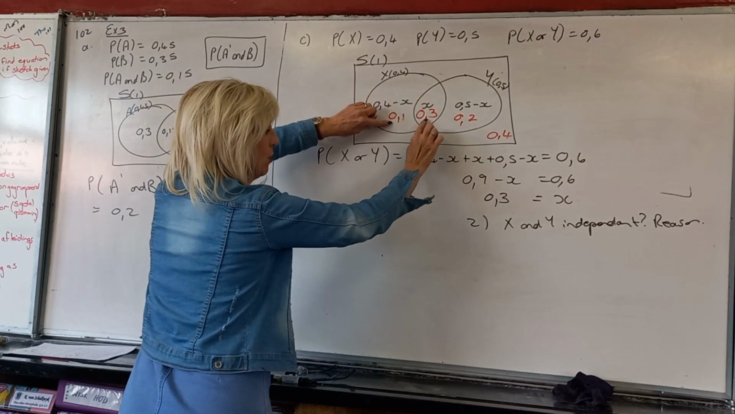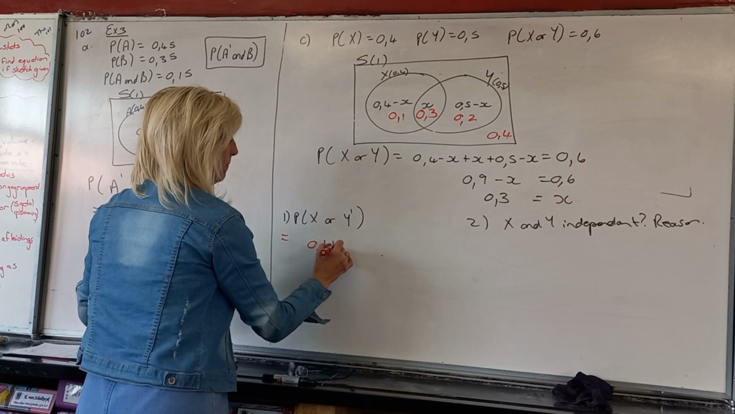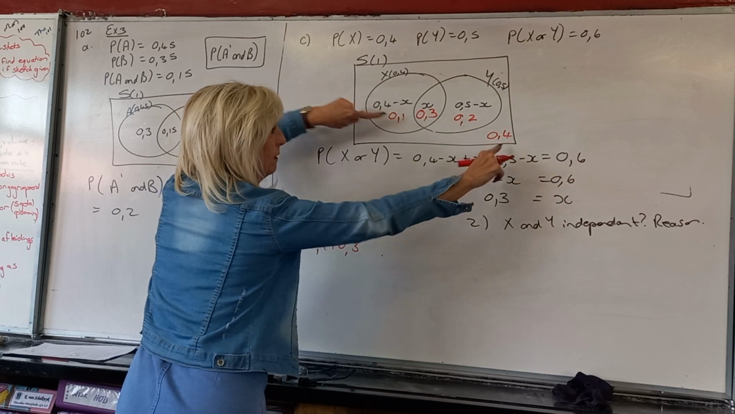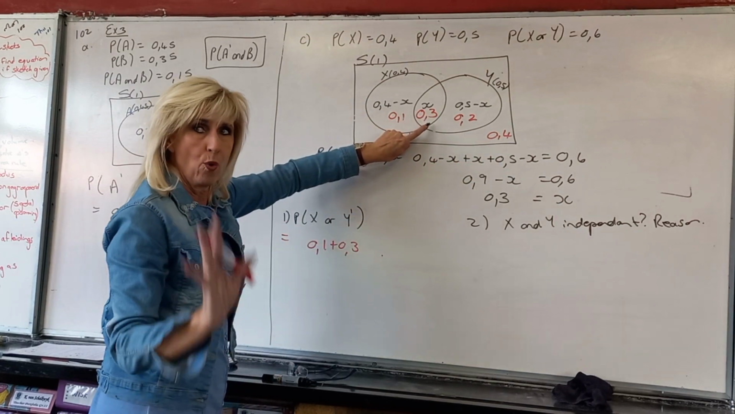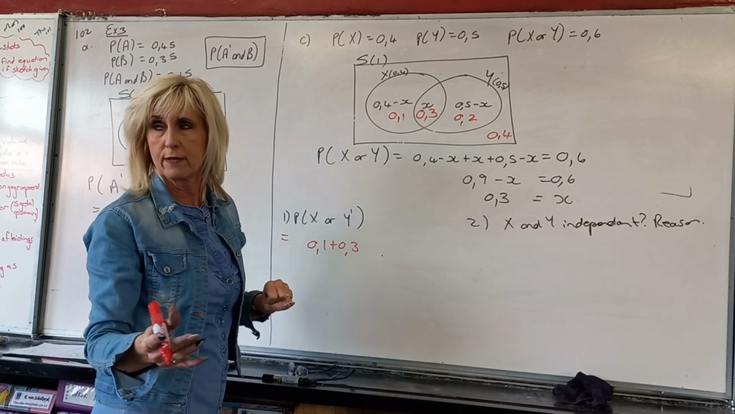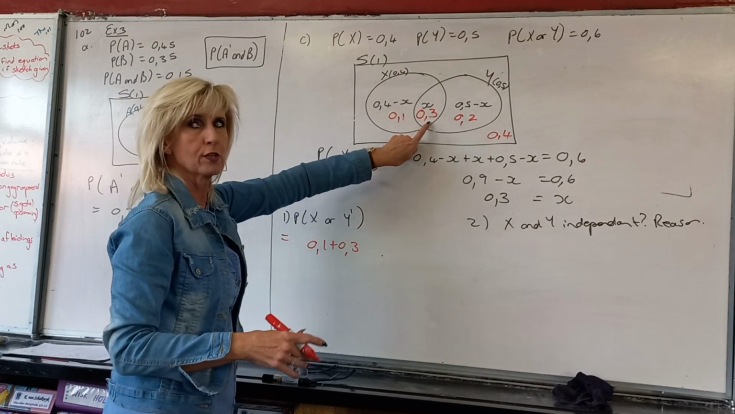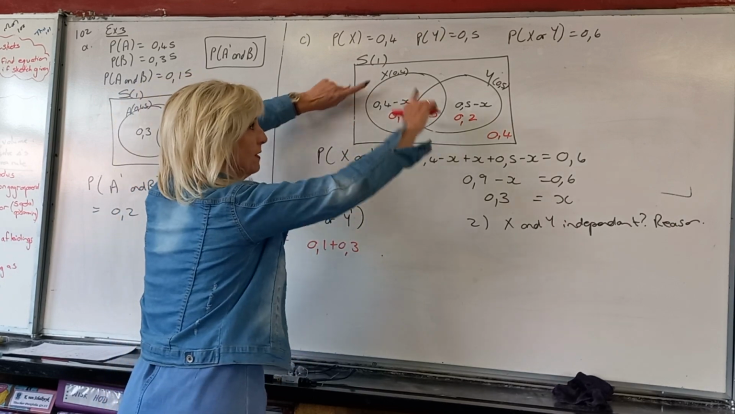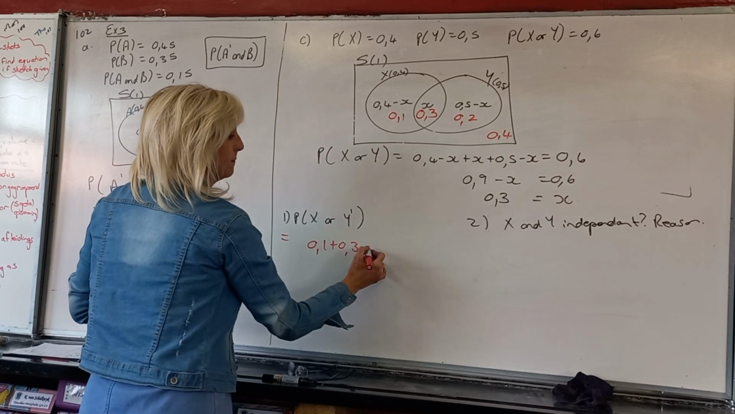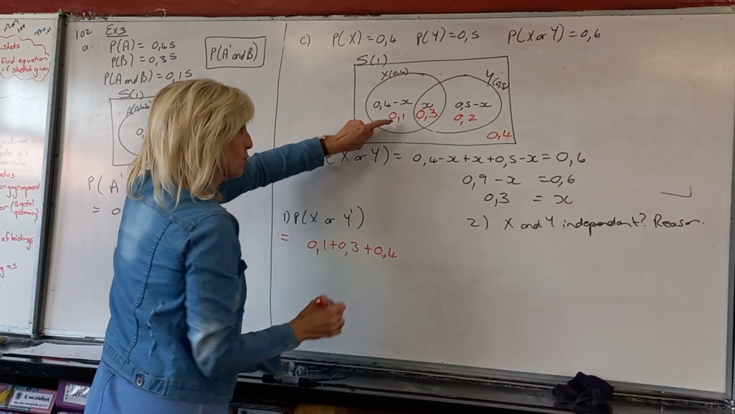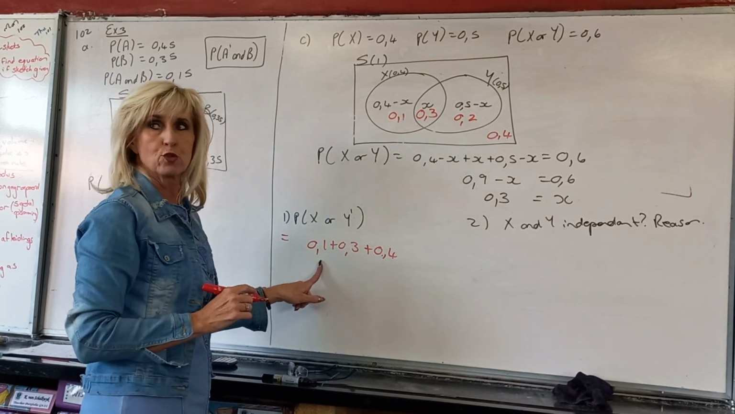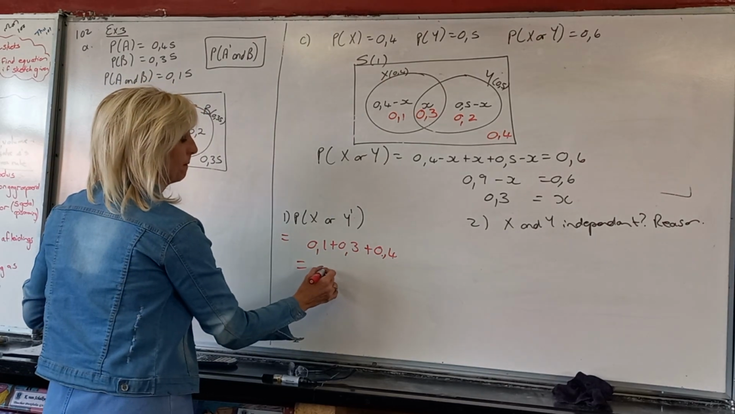So X is 0,1 and 0,3. But then also not Y. Where is not Y? 0.1. But that was not Y, but OR means it can either be in X or not in Y. So it doesn't matter that that's not Y. It's part of the X part. This is part of the not Y. So I have to add 0.4. So I don't add this twice because it was in X and it was in not Y. And that gives me 0.8.